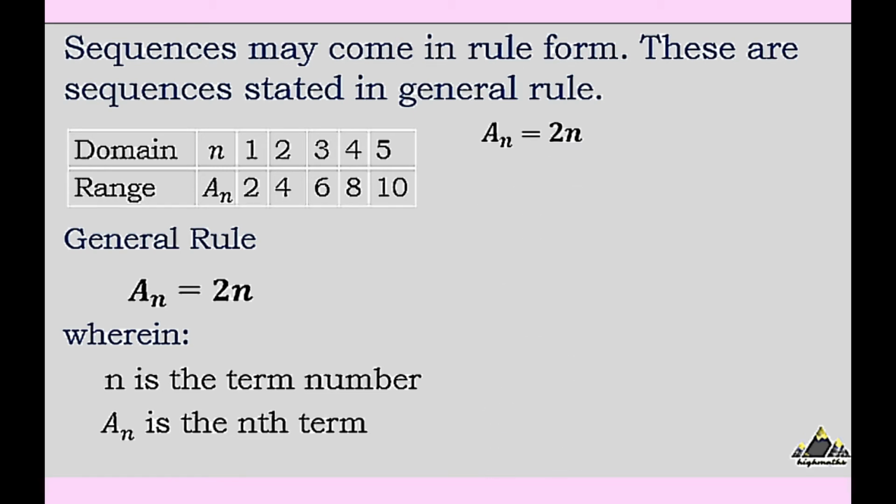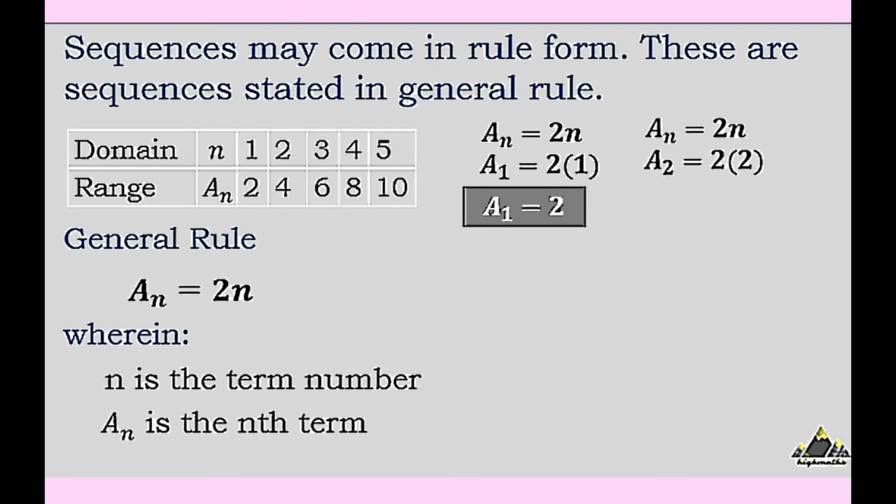So if we solve for the first term, we substitute 1 to the variable n. So a sub 1 is equal to 2 times 1. We get a sub 1 as 2. So our first term is 2. Next, if we look for the second term, substitute 2 to the variable n. That will become a sub 2 equals 2 times 2. So we get a sub 2 equals 4.